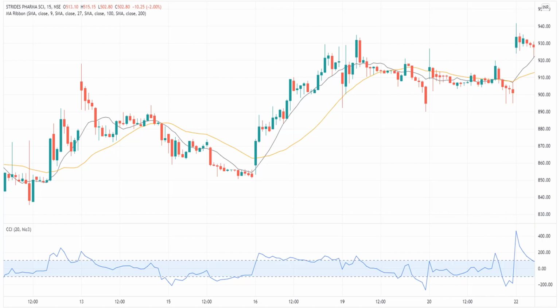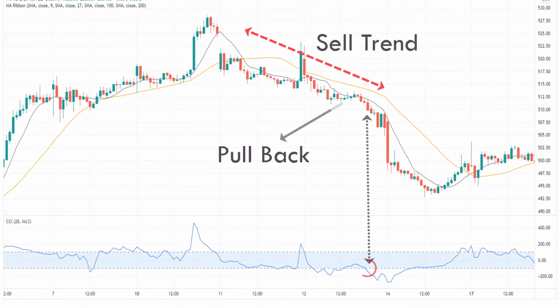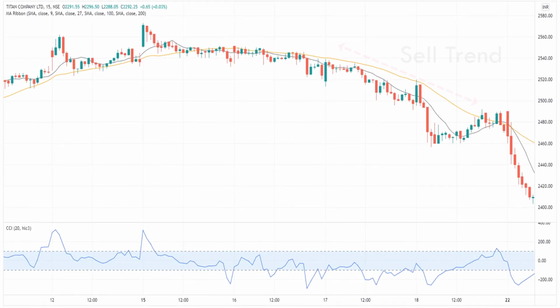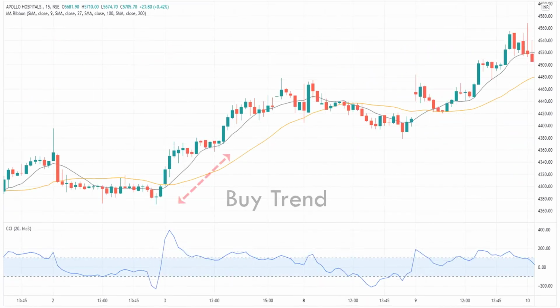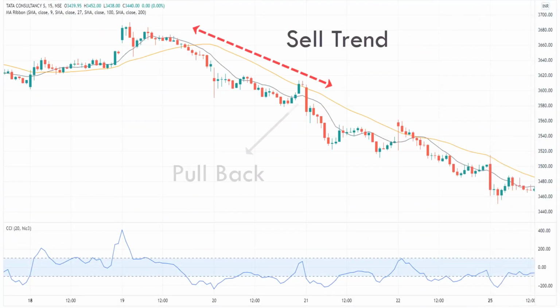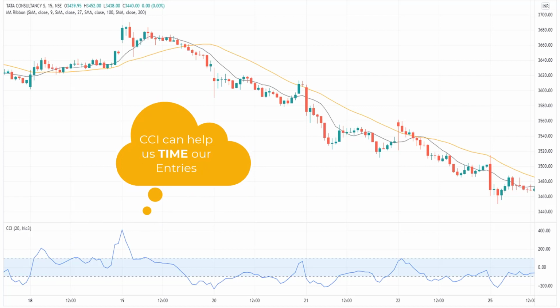And here are some more examples based on the concept. And that's how we can precisely time our entries using the moving average and CCI.